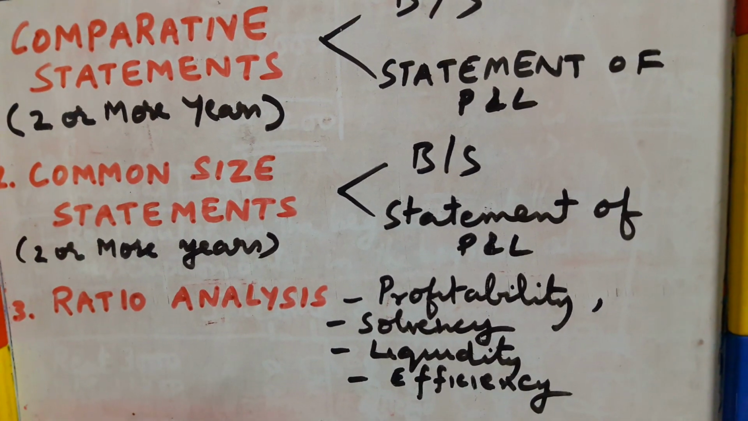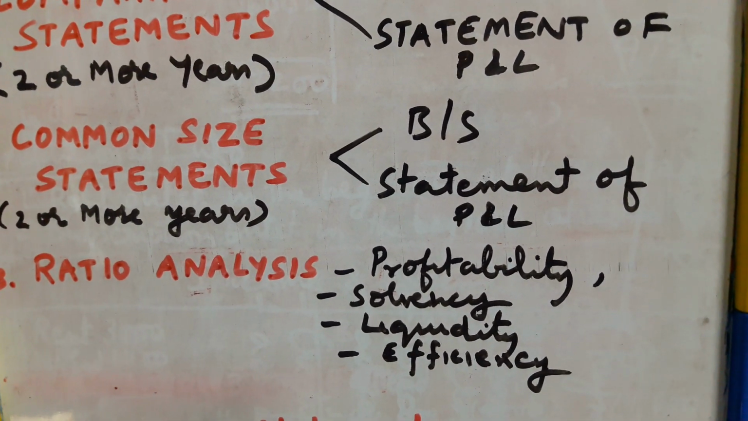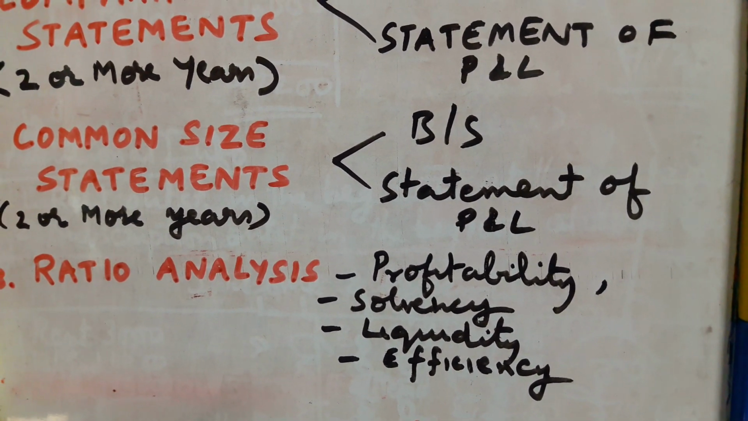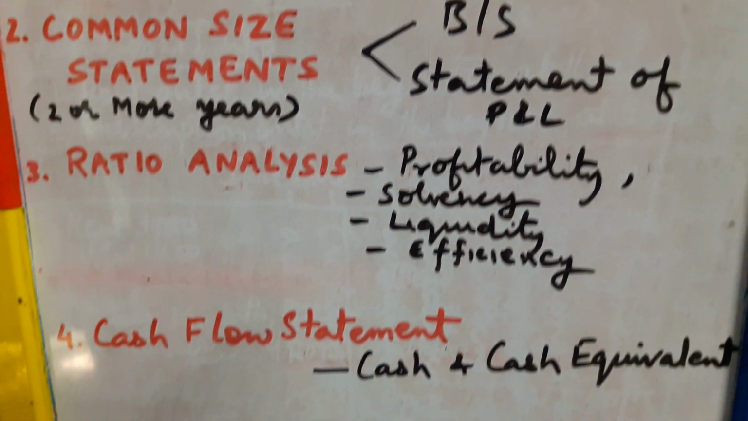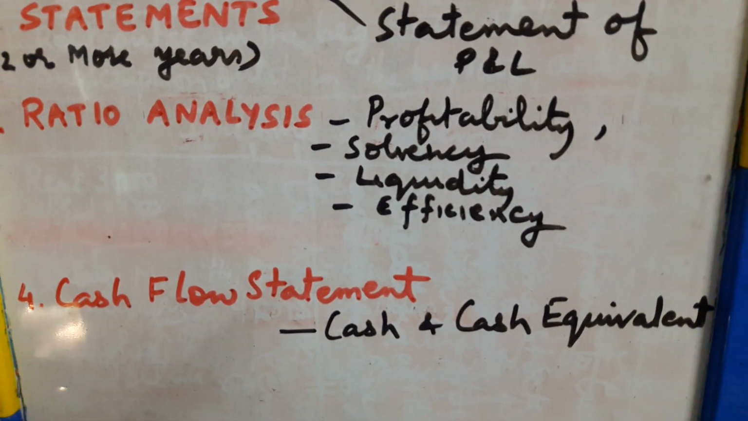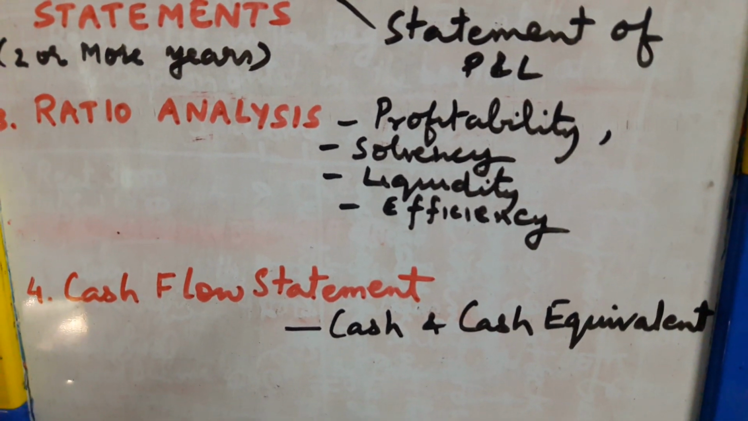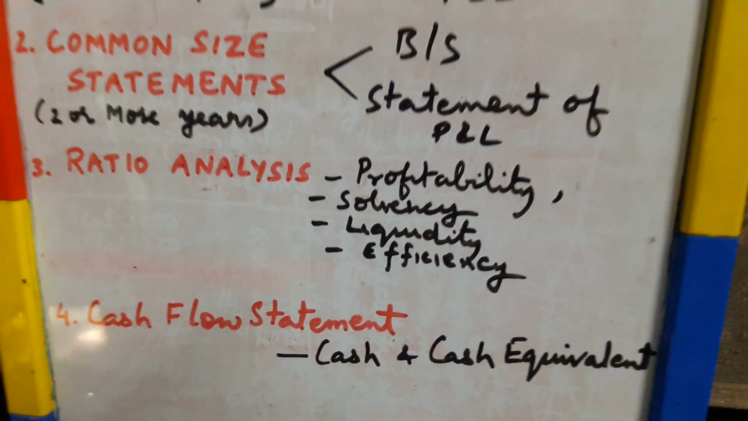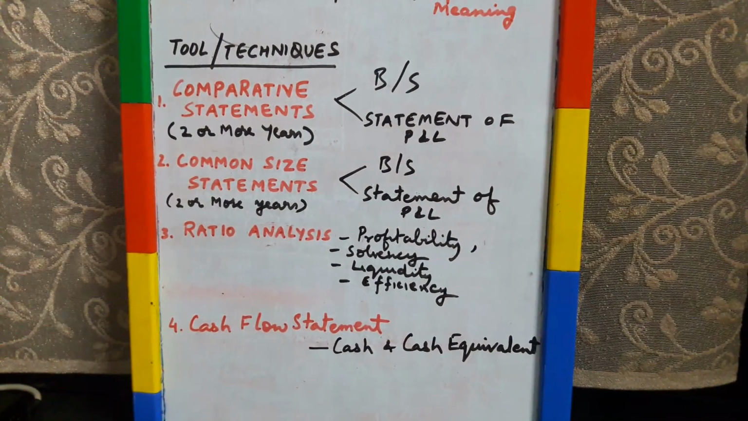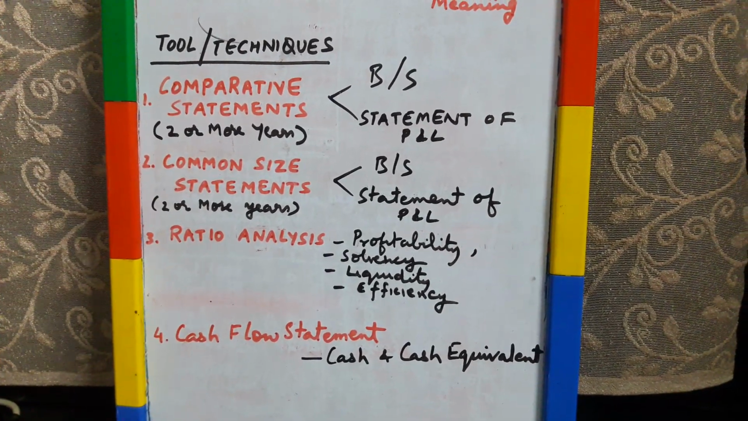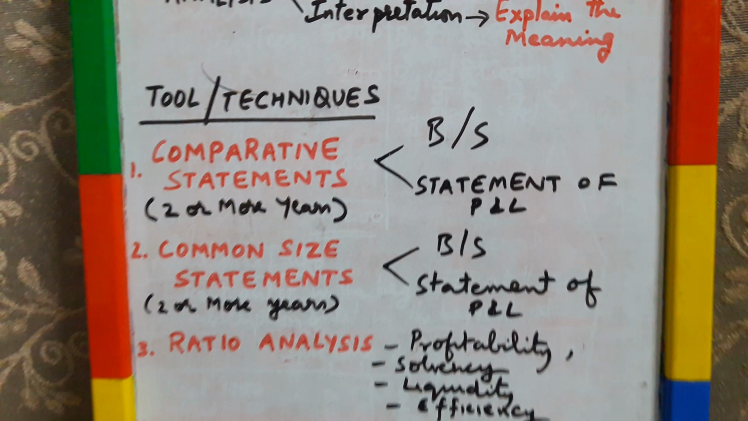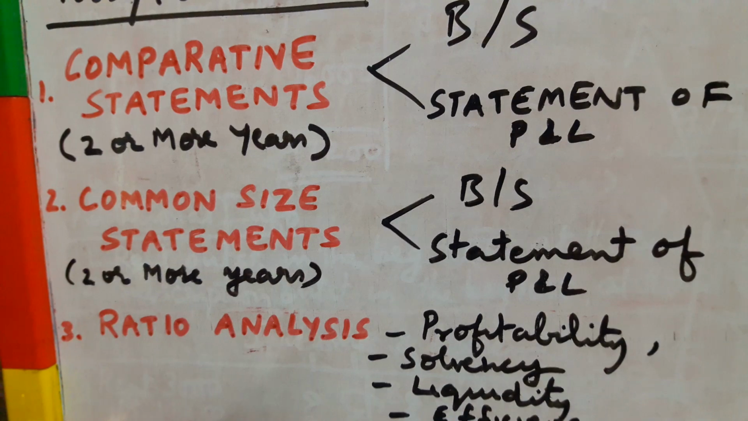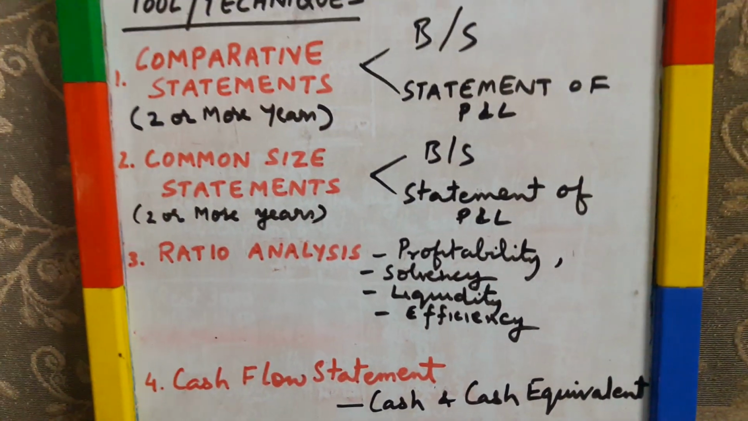Then comes ratio analysis. In ratio analysis, we try to see the profitability of the company, the solvency of the company, liquidity as well as efficiency. And the last technique used is cash flow statement, wherein we see the movement of cash and cash equivalent over a year. So 4 tools are used. All of them are new to you, so we will understand them one by one. First, the names: comparative statement, common size statement, ratio analysis, cash flow statement. All this is in our syllabus.